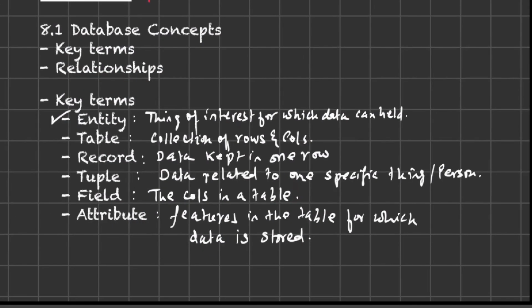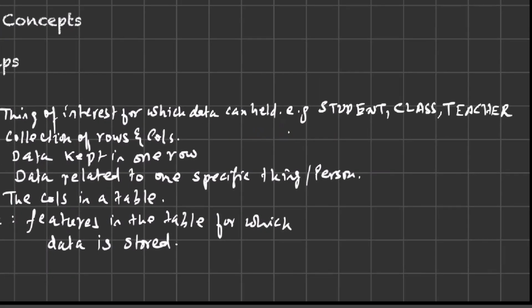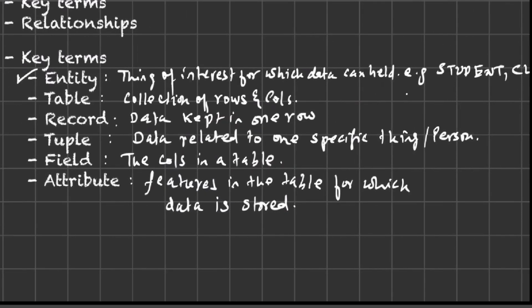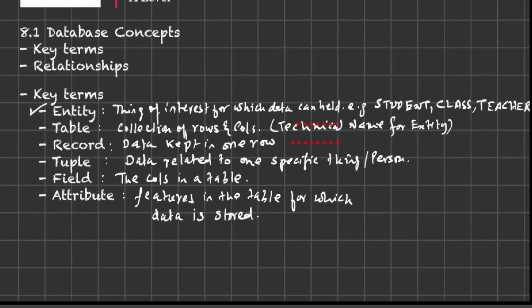All right. So these are the key terms that are related to the database. Entity is a thing of interest for which the data can be held, like student, like class, like teacher. So these can be the entity, and then the table is also the same. It is the technical name for the entity. So they both are the same.